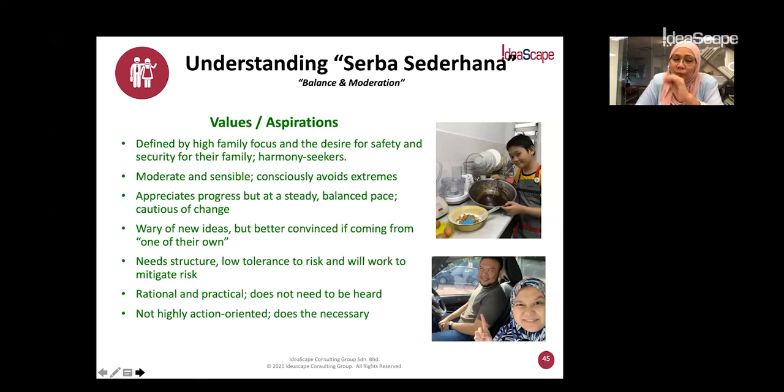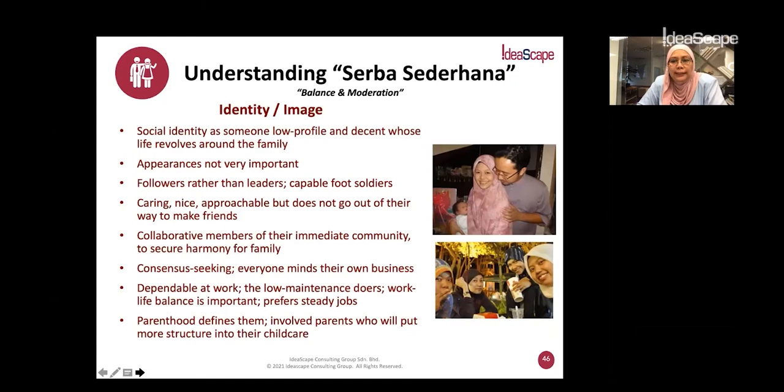You know, anything also can go. Whatever, what do you want to eat? Anything also can. They don't have an opinion. They don't want to challenge. They need structure, have low tolerance for risk, and we will work to mitigate risk. They are rational, practical, and they do not need to be hurt. They are very, very capable foot soldiers. Identity and image, low profile, decent. Chances are, if you're in the tudung business, they would want the tudung that you just put on like a sarung and go. No need to wrap 10 times and then try to find pins here and there, with flowers here and there. No, give them something simple, because appearance is not very important as long as you look presentable.